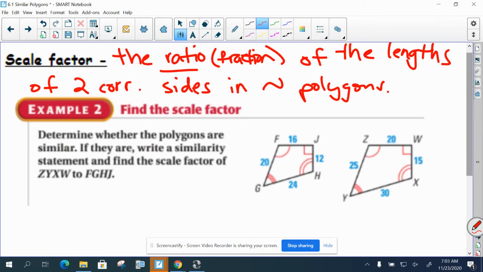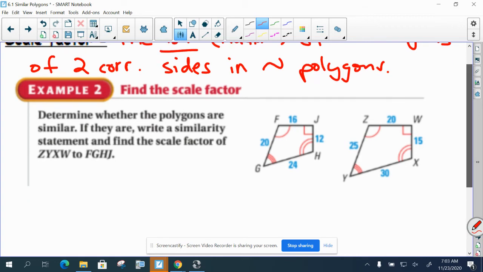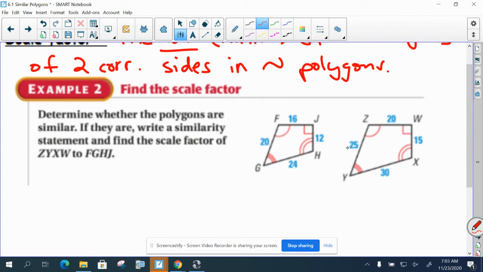All right, so basically you take the side length of one and then the side length of the other, and you just divide and simplify the fraction. So determine whether the polygons are similar. If they are, write a statement of proportionality, write a similarity statement, and find the scale factor of ZYXW to FGHJ. So let's do that. So we're going to do this polygon to this one.